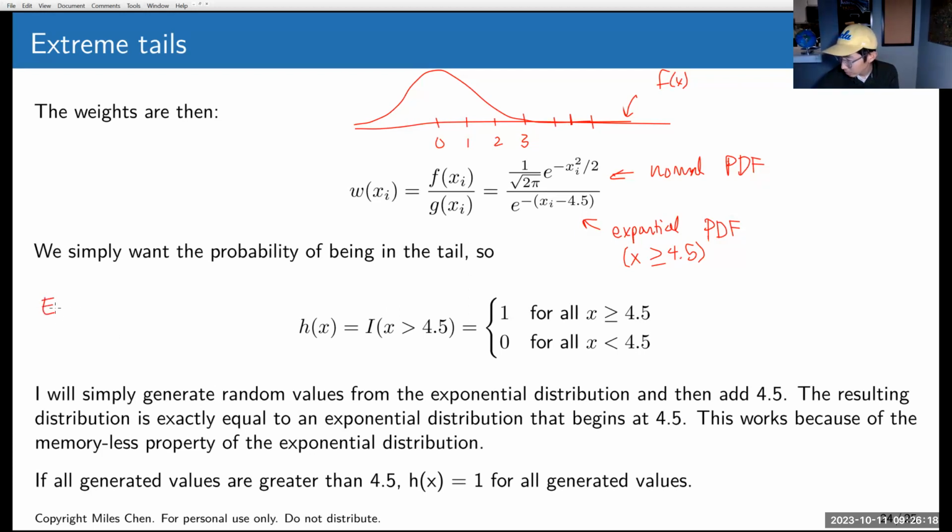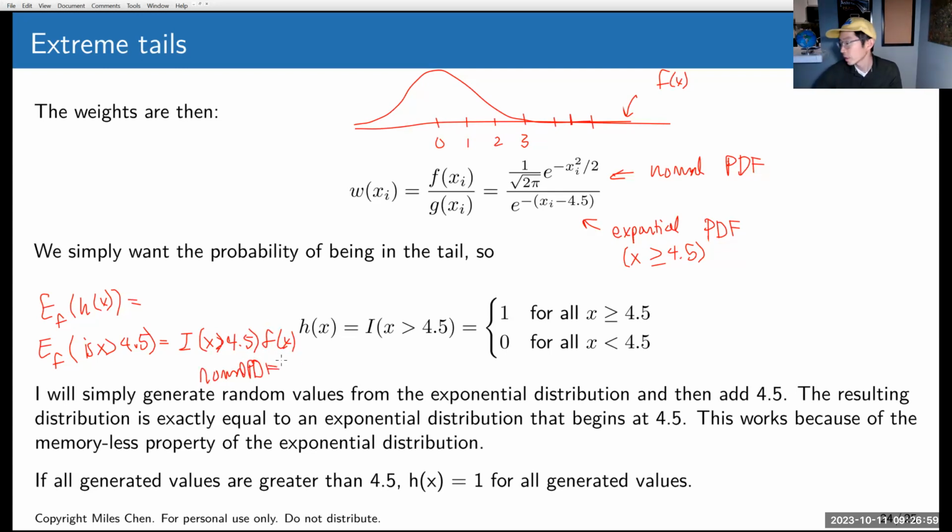So we want to get the expected value of h of x. And this is basically, what's the expected value of, is x greater than 4.5? So this is going to be my indicator function, x greater than 4.5, times f of x, where f of x is the normal PDF. But again, we can't generate from f, so we're going to generate from g.